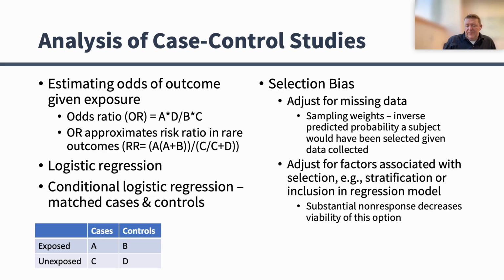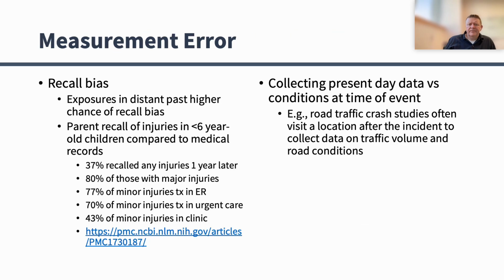We can account for some selection bias by adjusting for the way that cases or controls were included in the study. So we can do an inverse probability, for example, that a subject would have been selected given data collected. So if we had people that refuse to participate, then we can include them somehow if that's an issue. We can also adjust for the factors associated with selection, using stratification or inclusion in the regression model. But if we have a lot of non-response, then we're less able to do that. If we have measurement error, we have to consider that as well, particularly when we're interpreting the study.